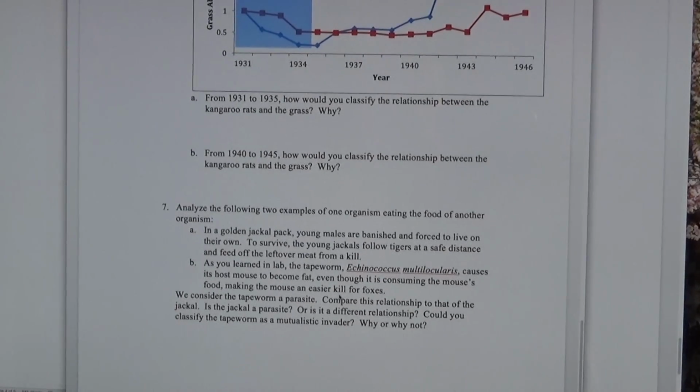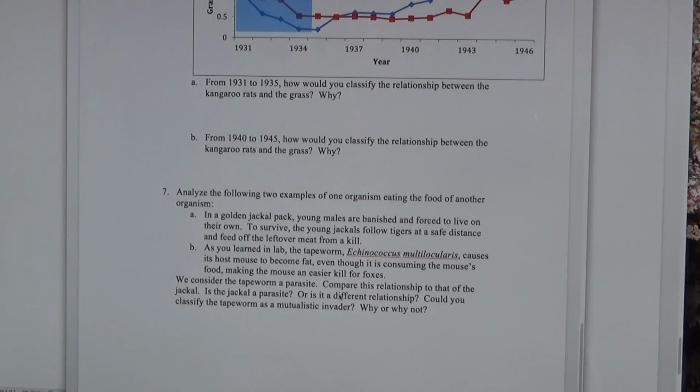And then number 7 has these examples, just like the tapeworm and the golden jackal, where they're asked to predict what kind of a relationship it is. And then the last one sort of is a thinking question, right? We consider the tapeworm a parasite, is the jackal a parasite? Well, no, it's not a parasite. It's a predator. But looking at the differences in the relationship, could it possibly be mutualistic?